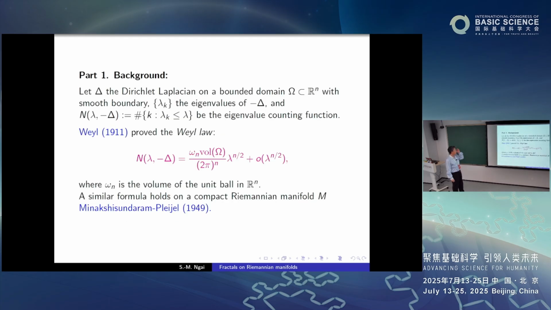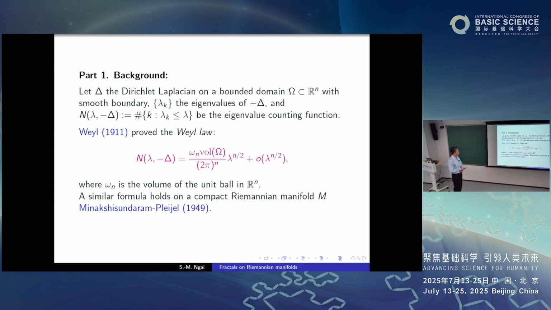Let me start with this classical result by Weyl. Delta denotes the Dirichlet Laplacian on a bounded domain omega in R^n with smooth boundary. Lambda k are the eigenvalues of the negative of the Laplacian, and N of lambda is the eigenvalue counting function, the number of eigenvalues less than or equal to lambda. Weyl proved the following law: N of lambda is given by this leading term.